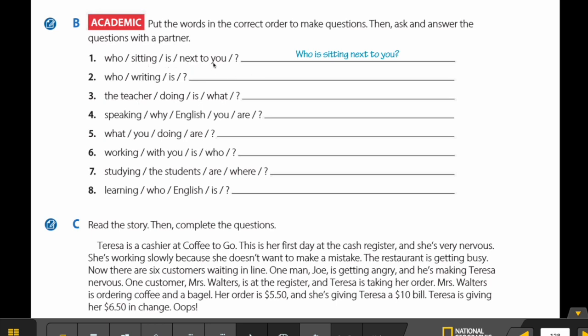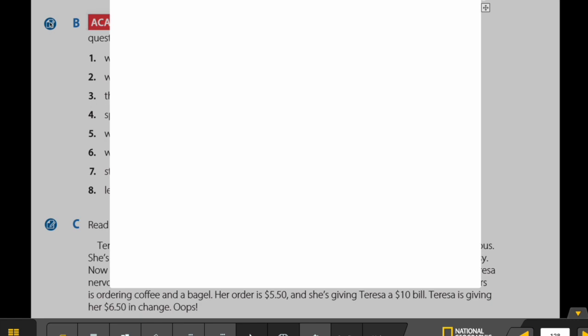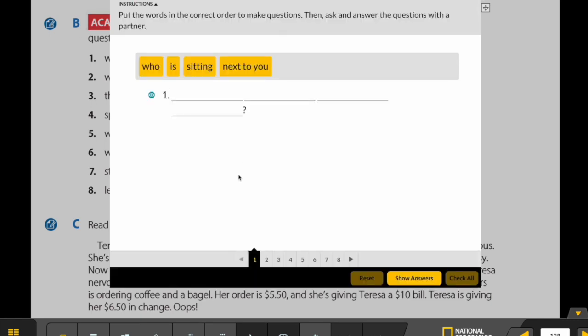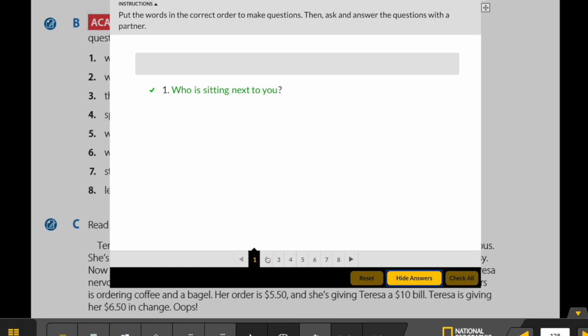Now, who sitting is next to you? So you say, who is sitting next to you? You have another who question here. You have a what question here. Why, what, who, where, and who here. Okay, so put the words in the correct order, and then we'll see the answers. Okay, so now we're here. Let's check. Number 2, number 3, number 4, number 5, number 6, number 7, and number 8.